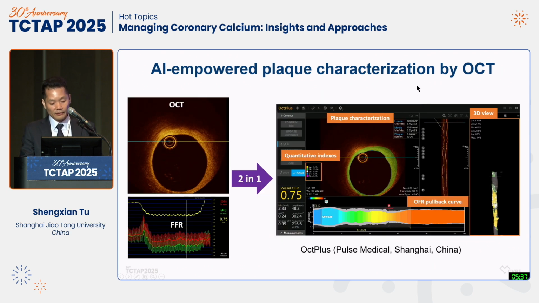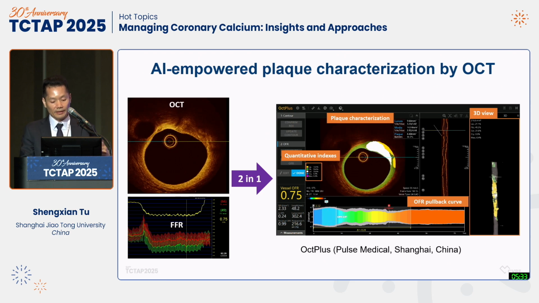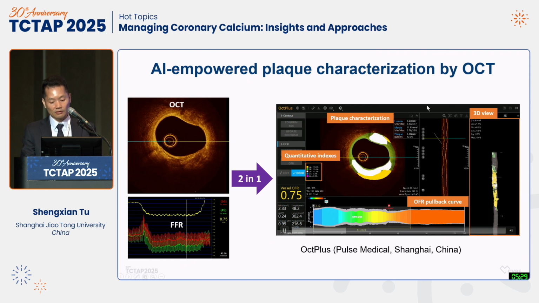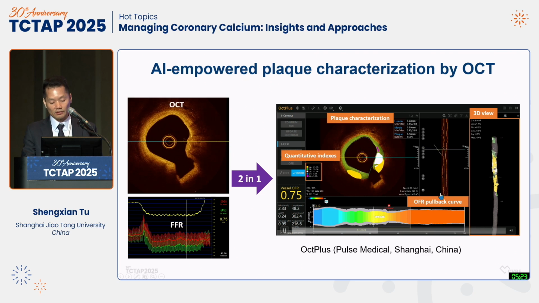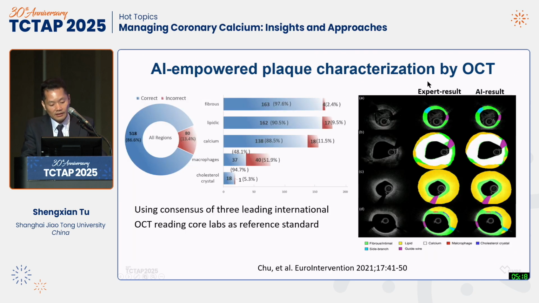And on the other hand, for OCT, we also have a more intelligent plaque calculation based on AI, and this has been integrated in the OCT Plus software, which can automatically delineate the entire cross-section and then give you the plaque distribution from OCT. And at the same time, you have the OFR. And this approach was also validated in a couple of studies.